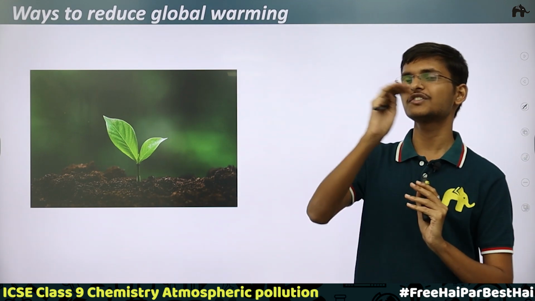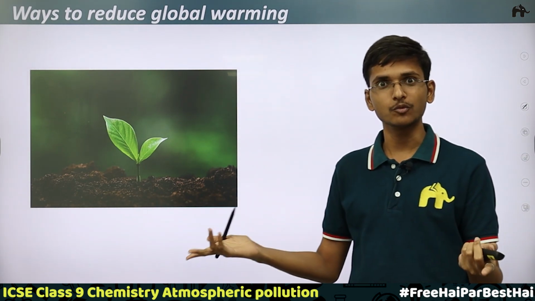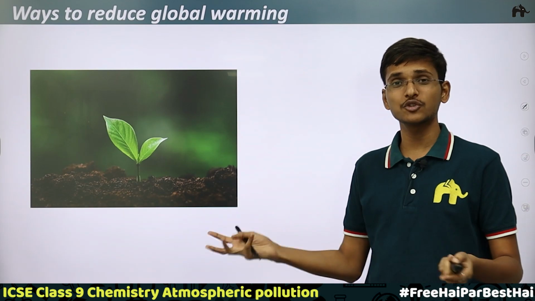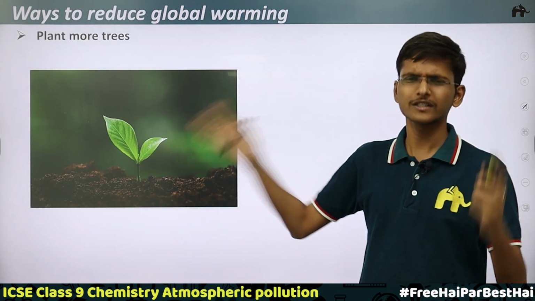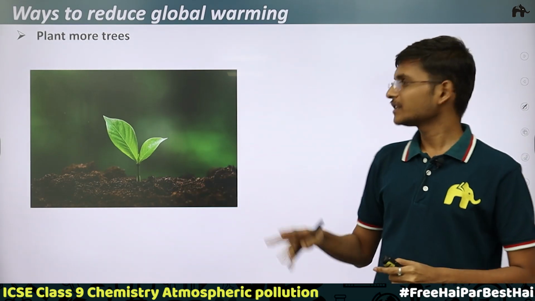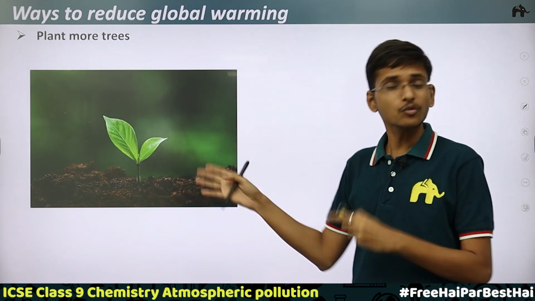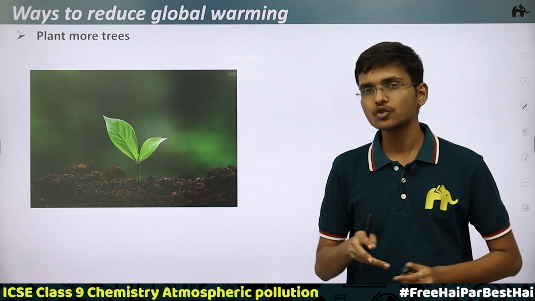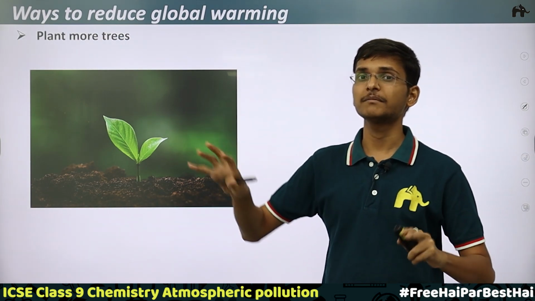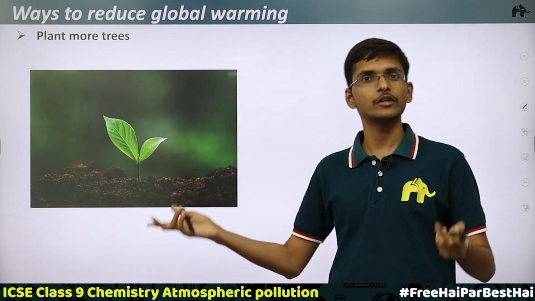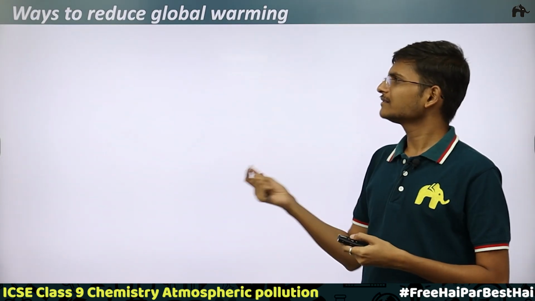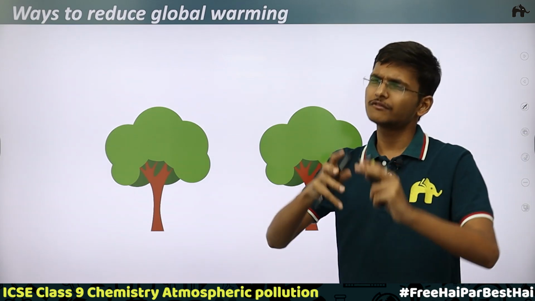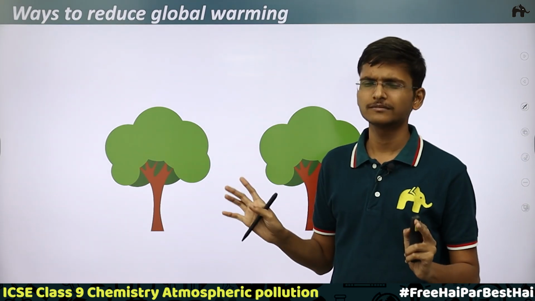So next thing is, now if we want to reduce the amount of carbon dioxide in the atmosphere which is leading to the increased greenhouse effect, we need to plant more trees, correct? Because trees absorb that carbon dioxide and convert it into glucose, photosynthesis, correct? So if we plant more and more trees, more and more carbon dioxide would get consumed. So the amount of carbon dioxide in the atmosphere can be controlled, thereby controlling the greenhouse effect and reducing global warming.